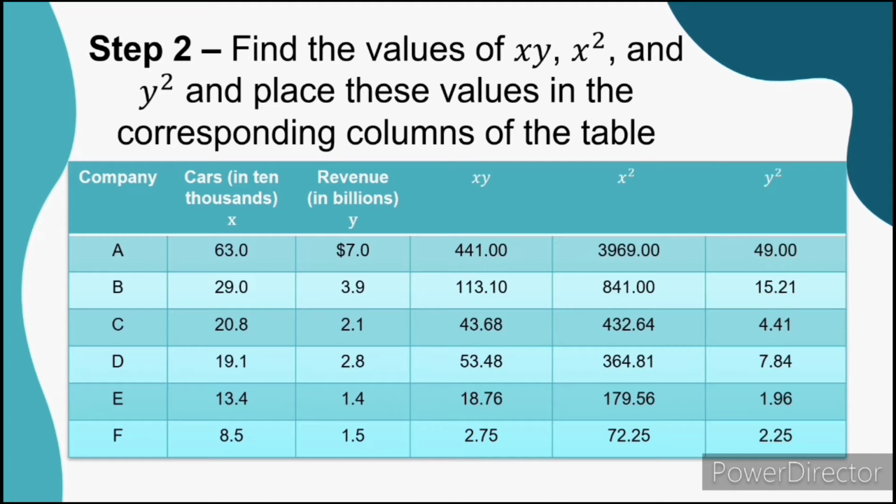So to find x times y, we multiply the second column and the third column. To find the fifth column, we square the second column. And to find the sixth column, we square the third column. Then we get their sums. Summation of x is equal to 153.8. Summation of y is equal to 18.7. Summation of xy is equal to 682.77.